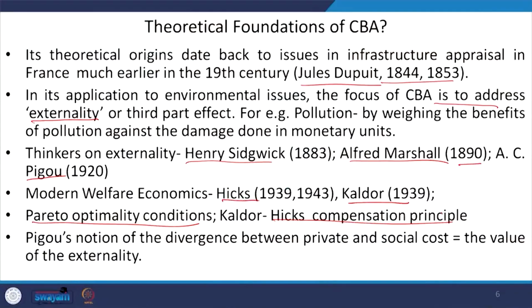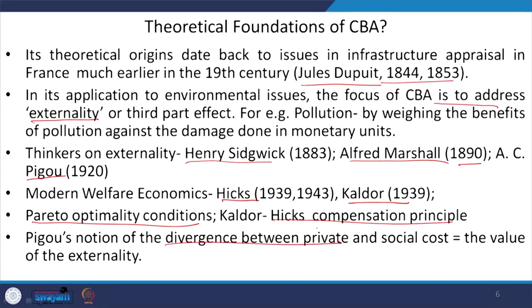When you see A.C. Pigou's writings in the 1920 literature, you can find that he highlights the private benefit and private cost, and the difference between the public benefit and public cost, which we are calling the social cost. So, here we need to have a divergence between these two concepts: one is private cost and the other is public cost or social cost.